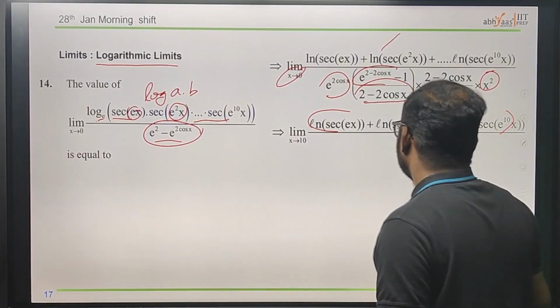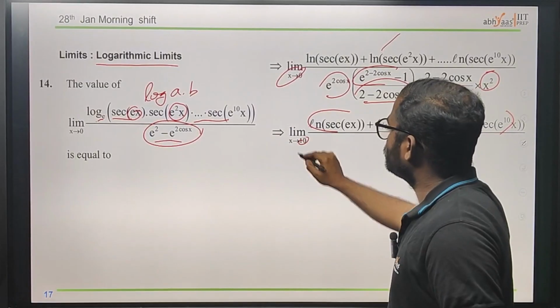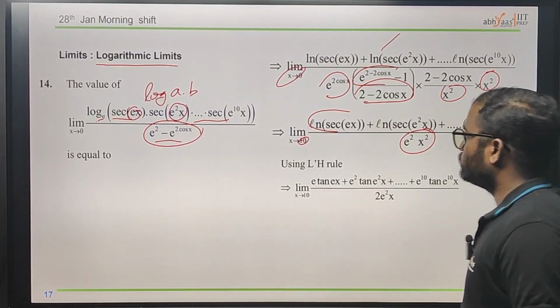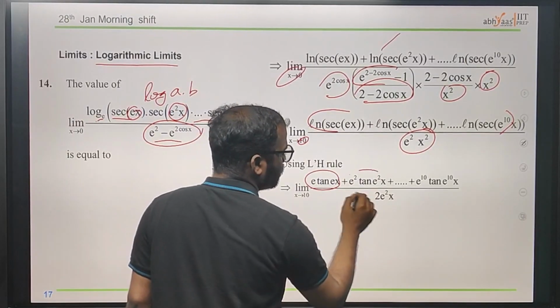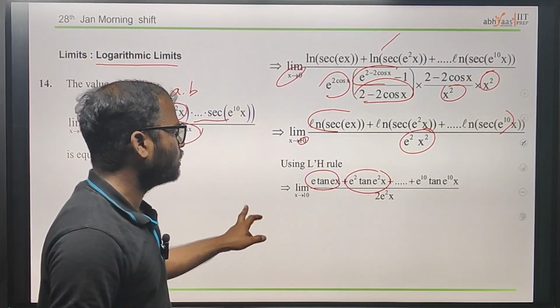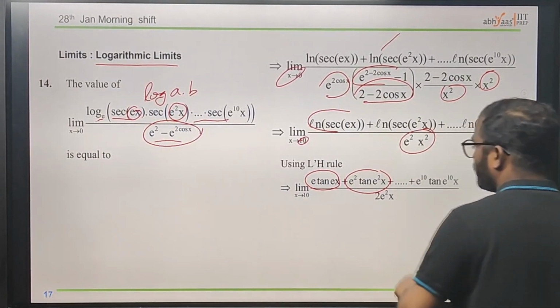Easily solvable. See here, as x tends to 0, using the L'Hospital rule, we can easily see e power tan e square x, and putting x equal to 0, it will be 0 by 0.